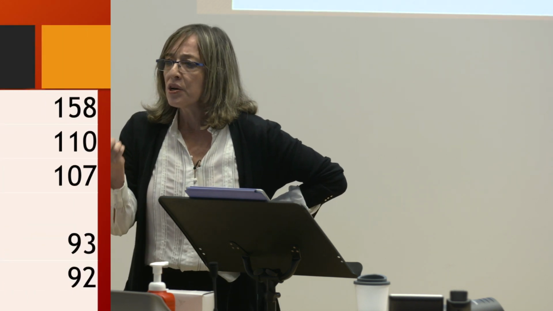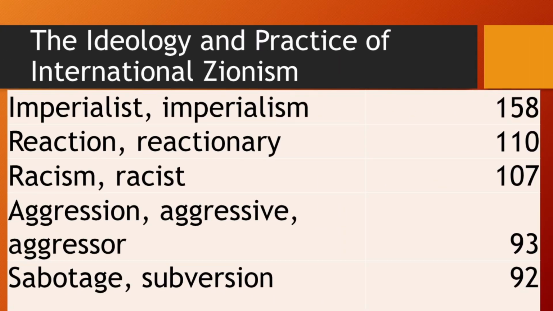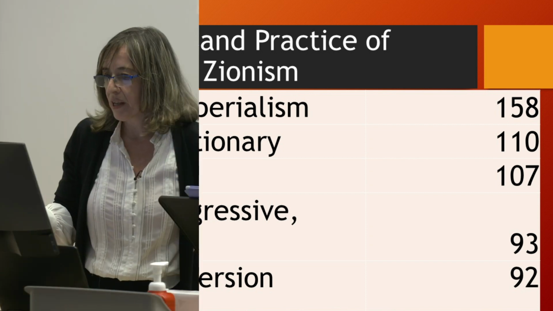It was a very big line in Soviet propaganda that international Zionism relies on espionage networks and is part of espionage networks, etc. Here's another one, The Ideology and Practice of International Zionism. The word imperialism appears 158 times. Reaction, reactionary, 110. Racism, 107. Aggression, 93. Sabotage and subversion, 92. So you see that there is a repetition of terms. This is just a snapshot.